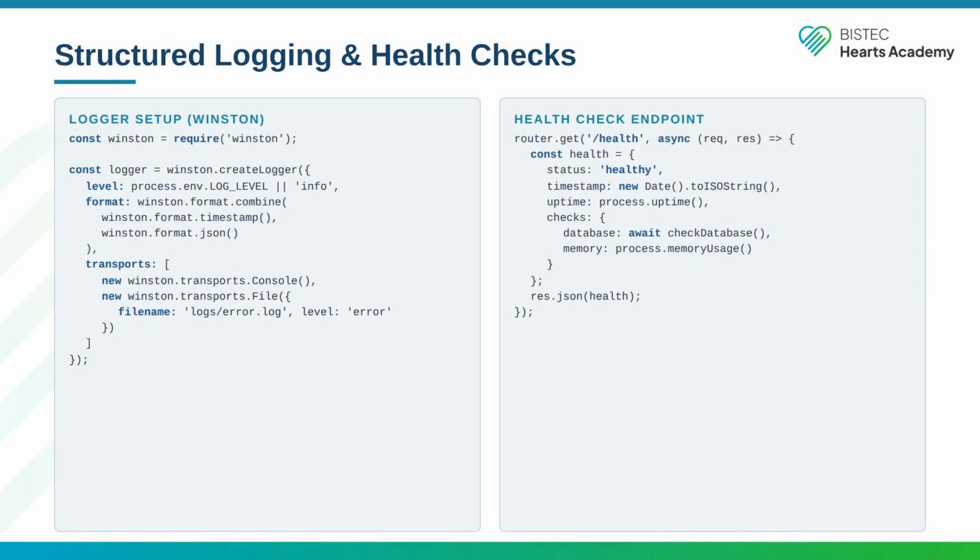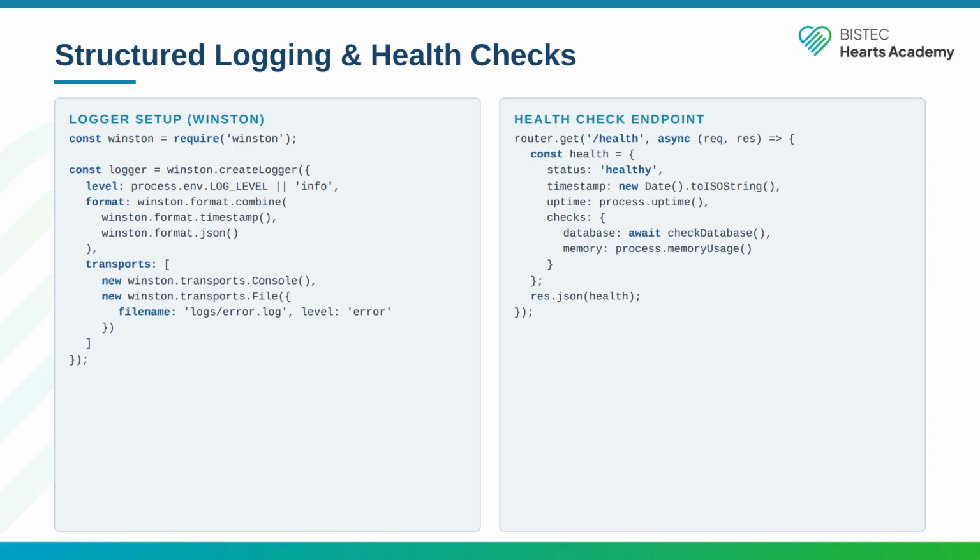Here is what a production-ready logging and health check setup looks like in Node.js. The Winston logger is configured with two transports, a console transport for local development and a file transport for production log shipping. Every log entry includes a timestamp in ISO format and the service name. To use it in a request handler, you call logger.info with an object containing the request ID, the HTTP method and path, and the response status code and duration.